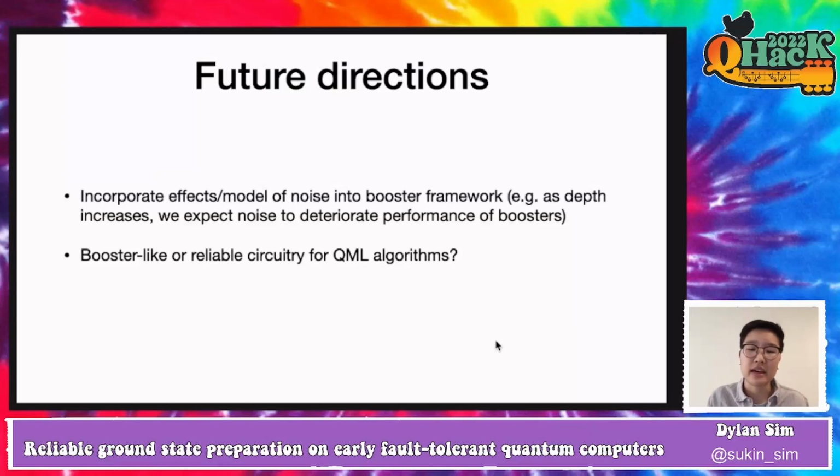And secondly, I'm not too sure where to begin with this, but what would be really interesting is if we can think about a booster-like or similarly reliable circuitry for quantum machine learning algorithms. I haven't thought too deeply about it, but it might be hard because I believe for a lot of these quantum machine learning algorithms, there's no notion of a problem Hamiltonian.